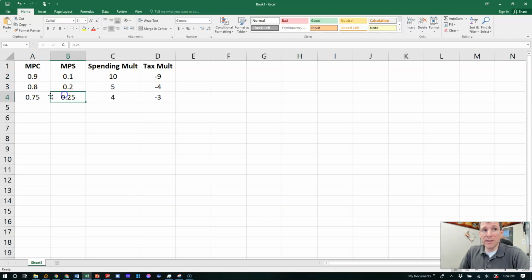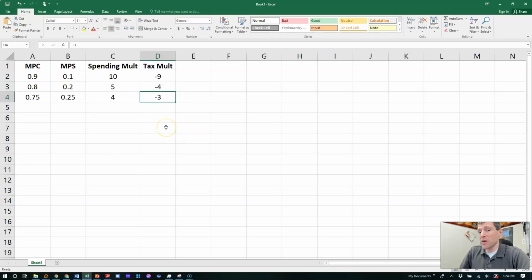If you look at each one of these, they're really easy to use. Every once in a while you might even see 2/3 and 1/3 because that could be easy to calculate as well, right? But what you see here is that when you have these combinations, spending multiplier is 10, tax multiplier is negative 9. Spending multiplier is 5, tax multiplier is negative 4. Spending multiplier is 4, tax multiplier is negative 3.